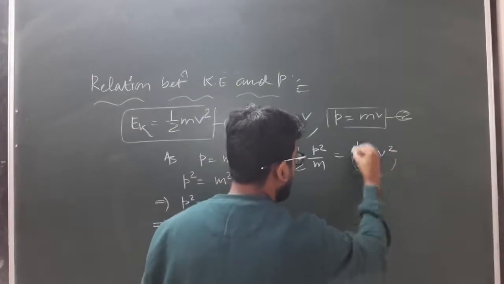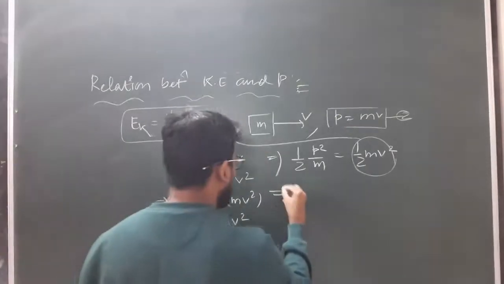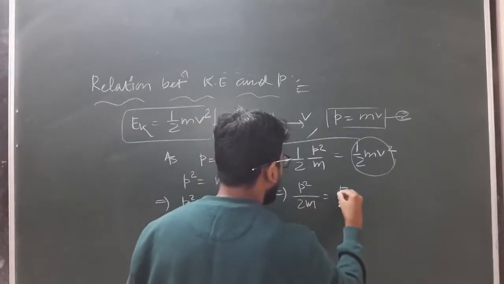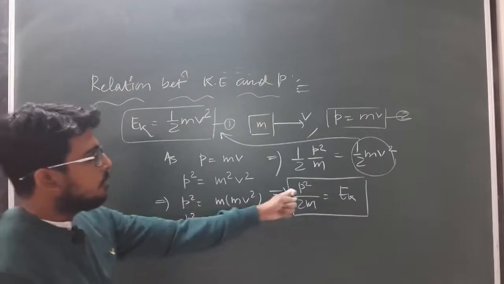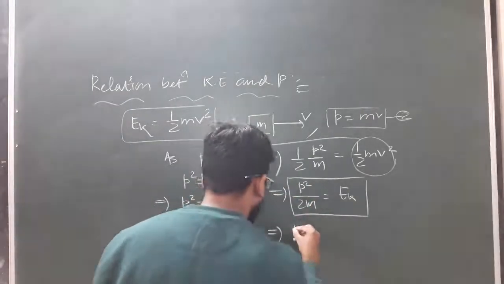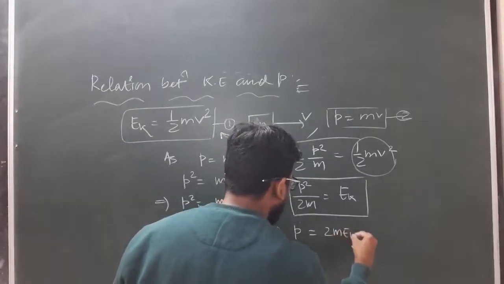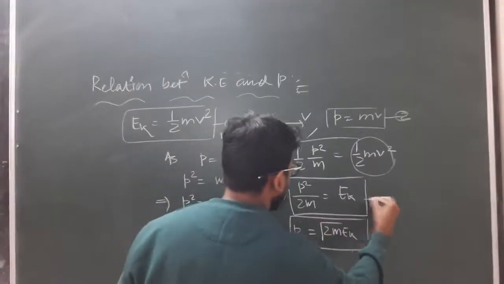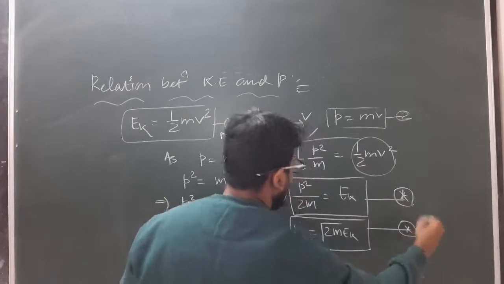What is half m v square? This is equal to the kinetic energy of the body. So this implies we have P square by 2m equal to the kinetic energy of the body. So this is the relation between what? Linear momentum and kinetic energy, or this can be written as the linear momentum P equal to the square root of 2m into kinetic energy.